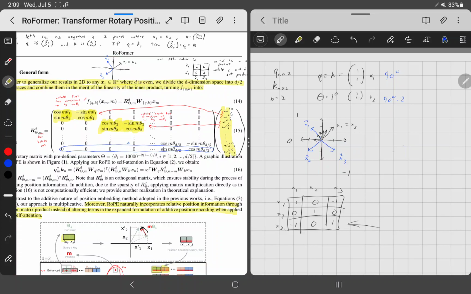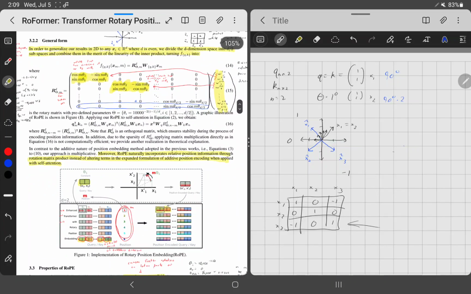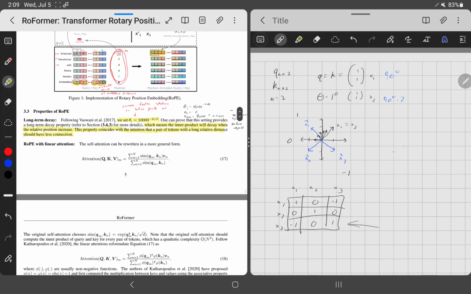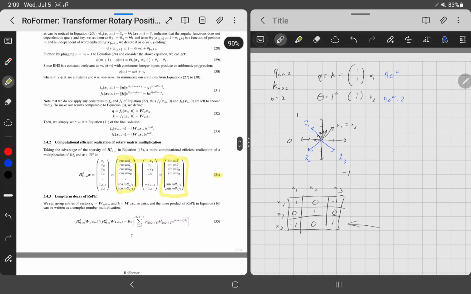Now, I hope that makes sense. It was difficult for me to visualize, but I hope that made it clear. But now on to the results.